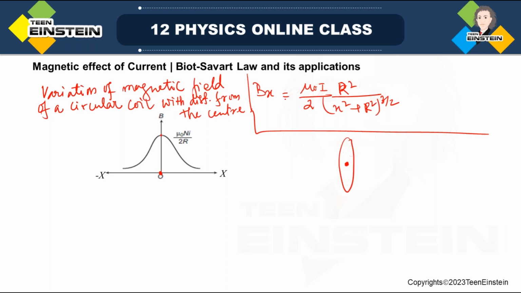So at the center, the magnetic field is maximum. And as you put larger values of x, it will decrease the magnetic field on either side. If you take minus x and plus x, on both sides it will decrease the magnetic field. So it is a bell-shaped curve, easy to remember.